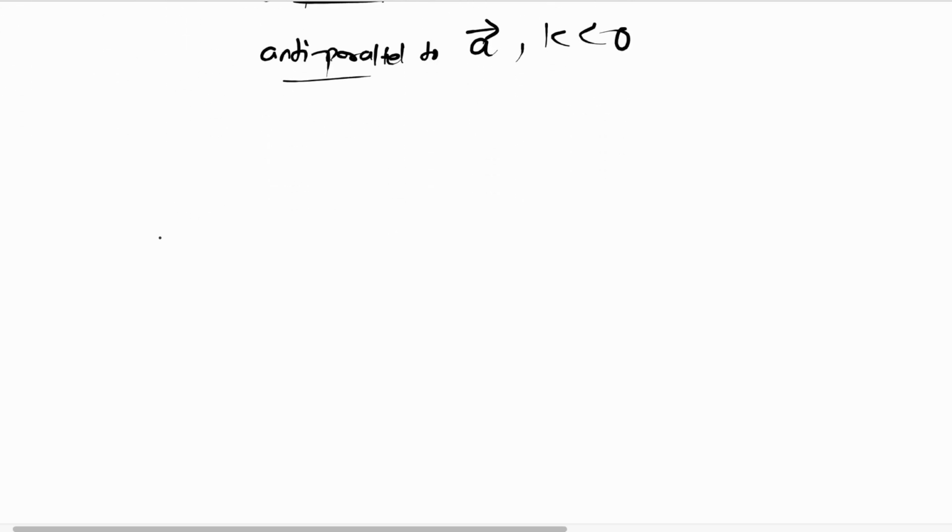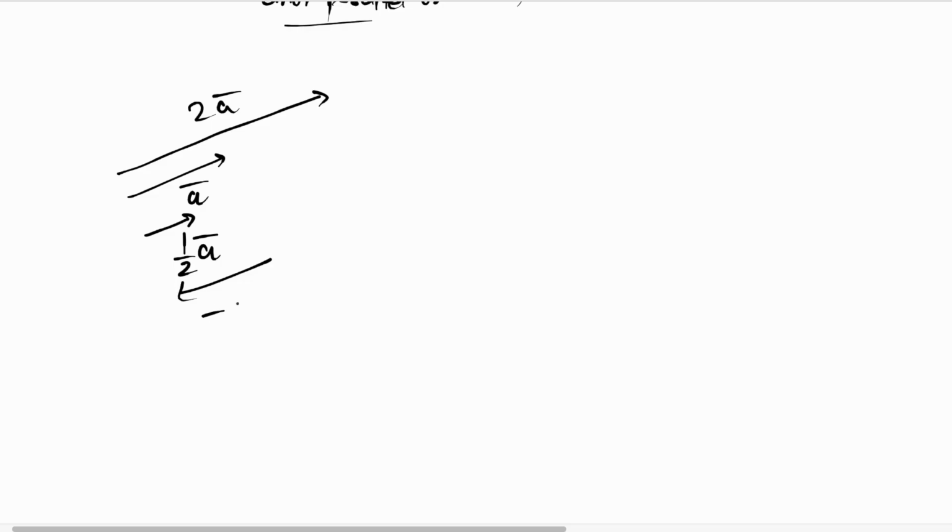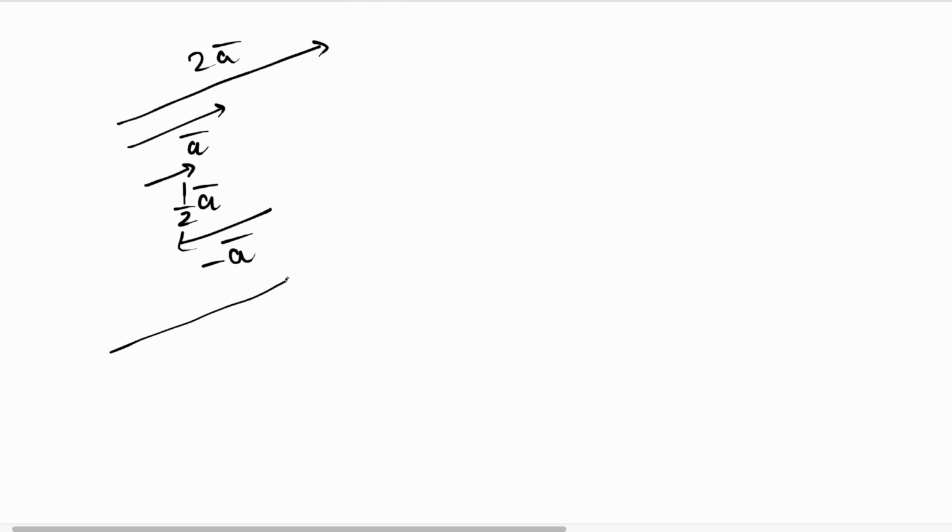So this statement basically means if I have a bar and if I have to understand how 2a bar would look like, 2a bar would basically point in the same direction with twice the magnitude. Half a bar would point in the same direction with half the magnitude. Minus a bar would point in the opposite direction with the same magnitude. Similarly, minus 2a bar would point in the opposite direction with twice the magnitude of the vector.